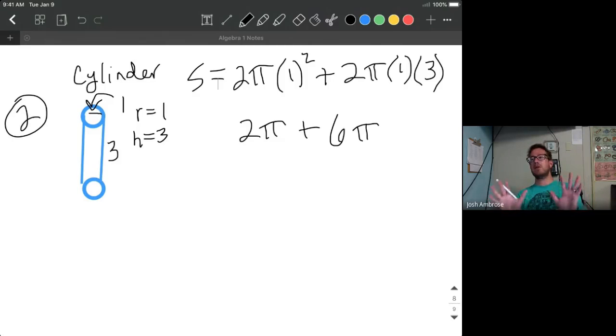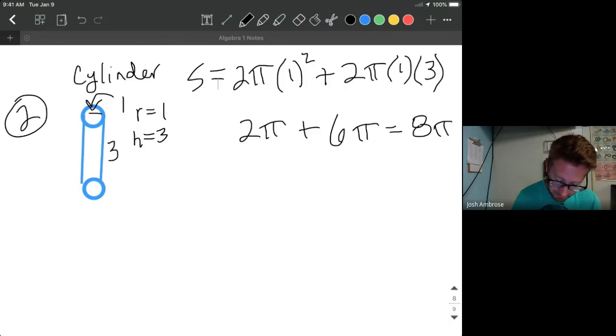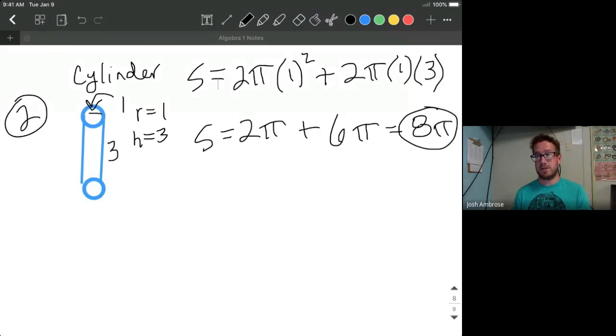Okay, now this may look a little bit weird at this stage, but imagine if pi were a variable like x, and I were to say you have 2x plus 6x. What would that be? It would be 8x. So that's all we're doing here. Combine the like terms and imagine that pi is a variable. So in this case, we have 8 pi, and that is all for our surface area.